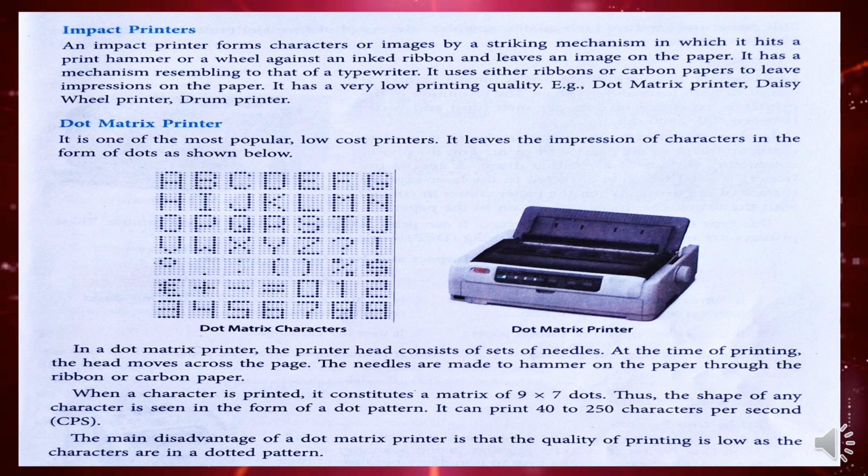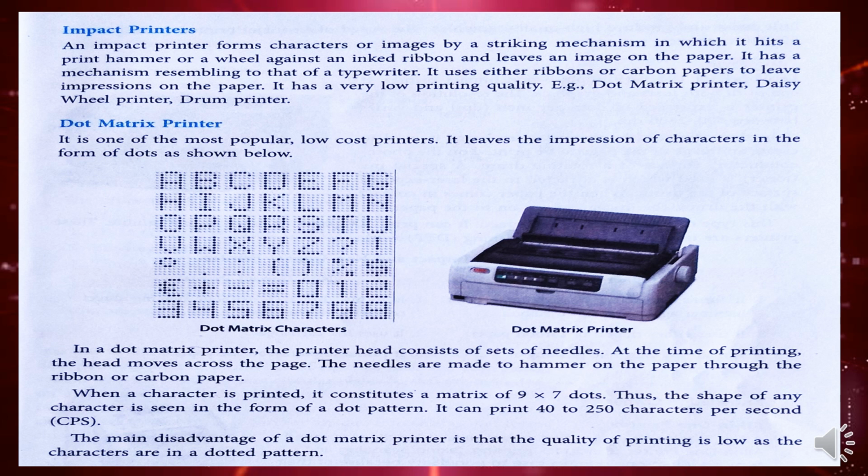These are called dot matrix printers. It has a mechanism resembling that of a typewriter. It uses either ribbons or carbon papers to leave impressions on the paper. It has a very low printing quality, and examples of these types of printers are dot matrix printers, daisy wheel printers, drum printer. In our account section where you go to pay the fees, there we are using a dot matrix printer. So if you have gone there, you might have seen how it prints. Also you can check many YouTube videos where you can see how it works.